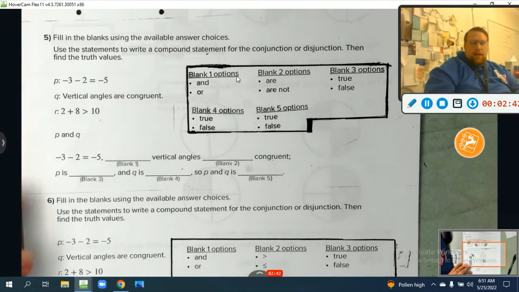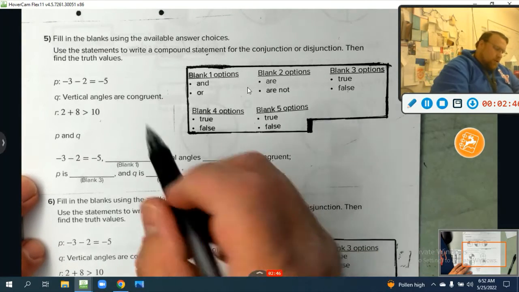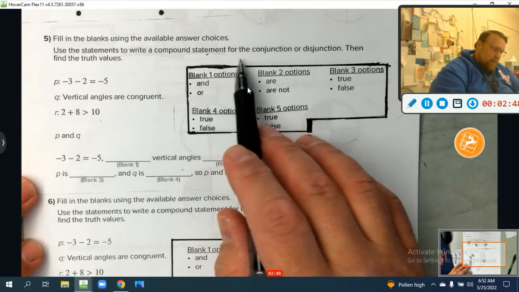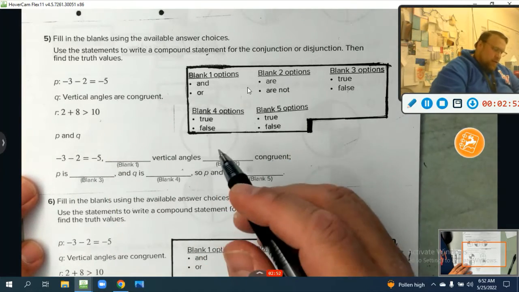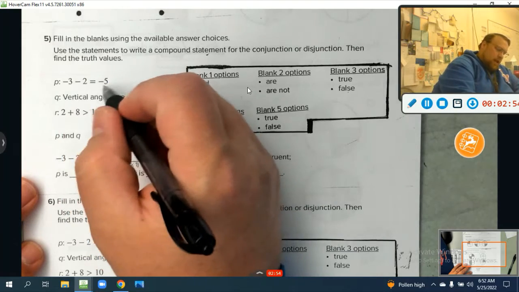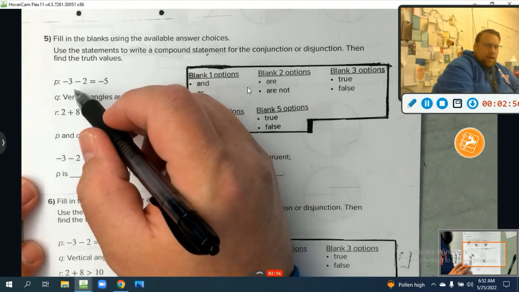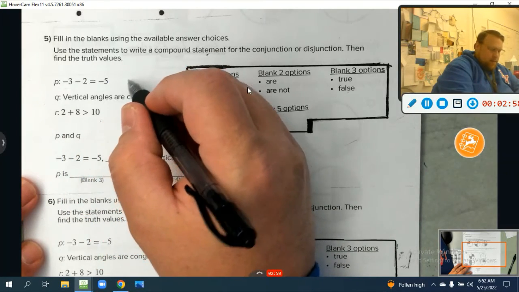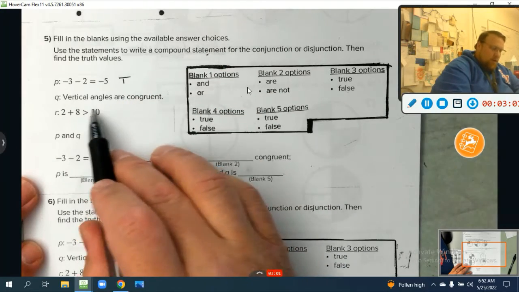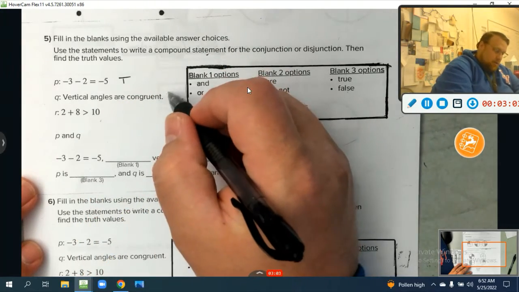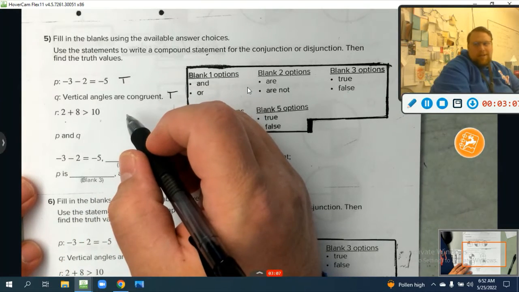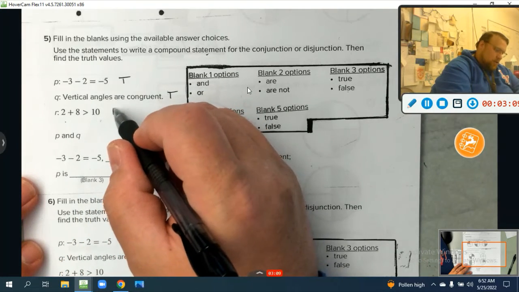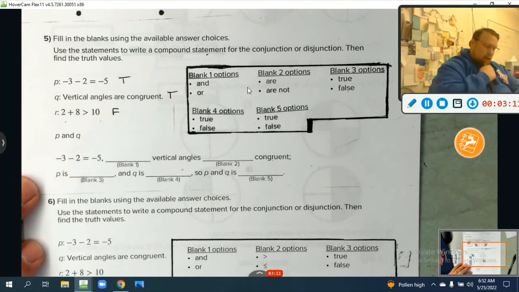Okay, these I left the blanks in because I thought they might help just understand what it's going for. So first, use the statements to write a compound statement for the conjunction or disjunction. Then find the truth values. Okay, so first, let's go ahead and just identify if these are true or not. -3 minus 2 is -5, so that's true. Vertical angles are congruent. That's also true. 2 plus 8 is greater than 10. No, 10 is not greater than 10. 10 equals 10. So that's false. Okay. Now let's fill these in.